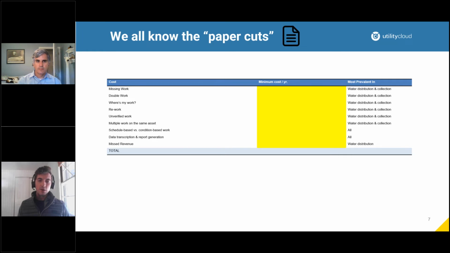Unverified work. Let me specify what that actually means. That is, again, a cost. Maybe you're paying a contractor to do some work and you don't actually know that it's getting done. Huge risk associated with that. Multiple work on the same asset. Again, that's somewhat similar to double work.